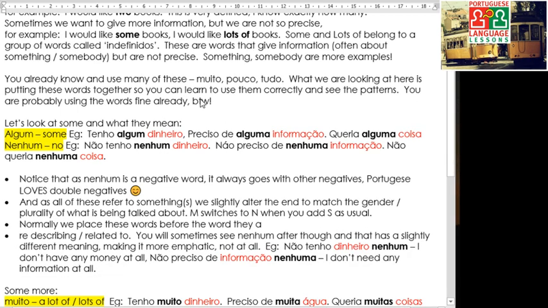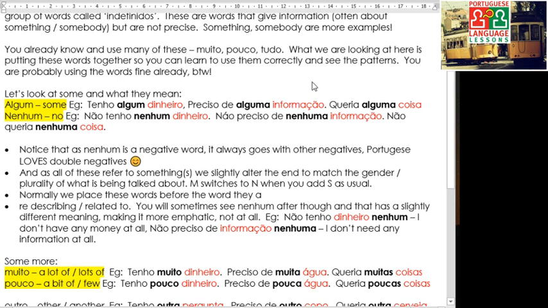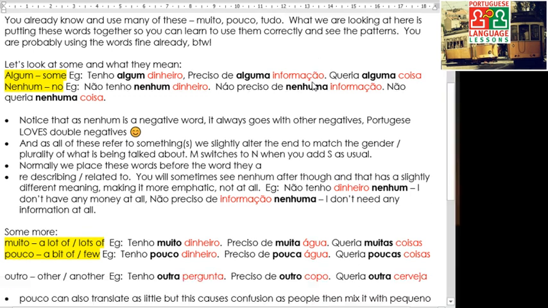These are words like muito, pouco, tudo. And what we're looking at here is putting the words together so you can learn to use them correctly and see the patterns. And you're probably using them fine already, by the way. So don't feel that you need to panic and go, oh, I didn't know that these words belong to this category. You probably are using these fine, okay? So let's just go through some examples of them and what they mean and how we use them.